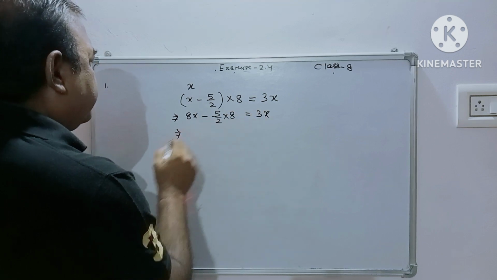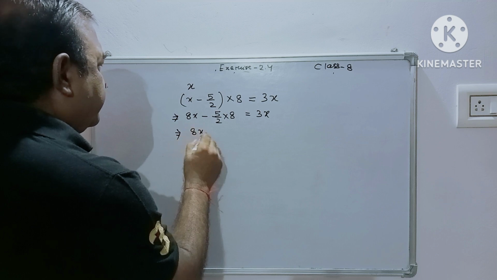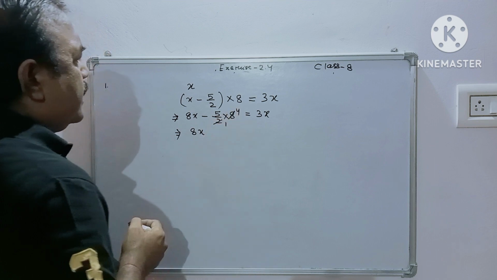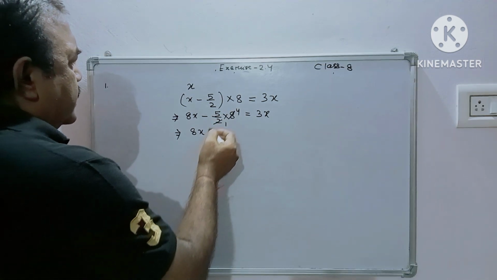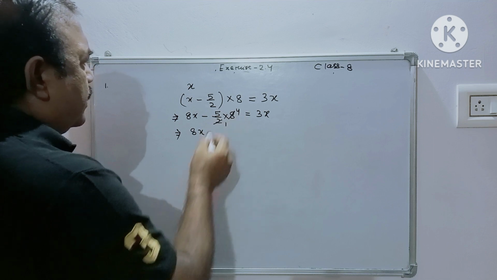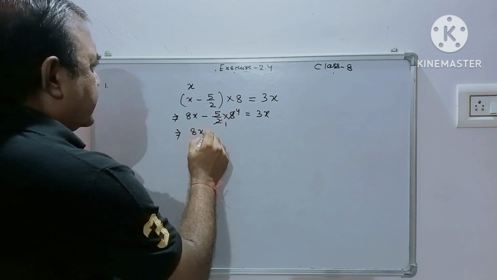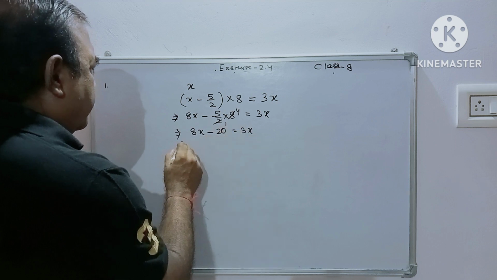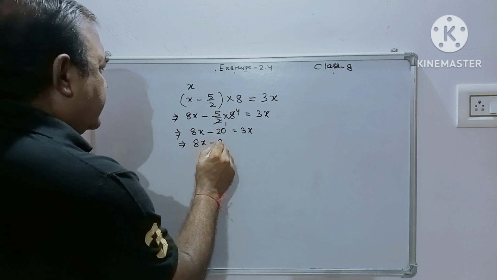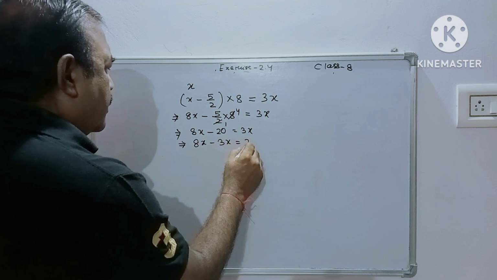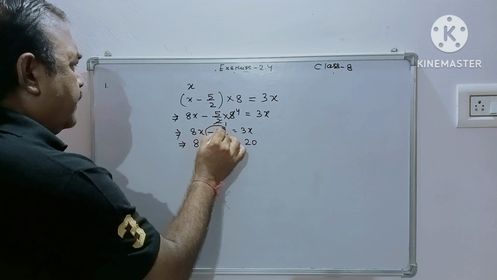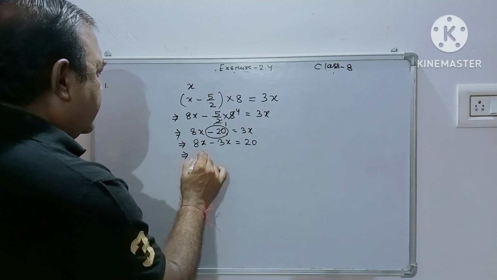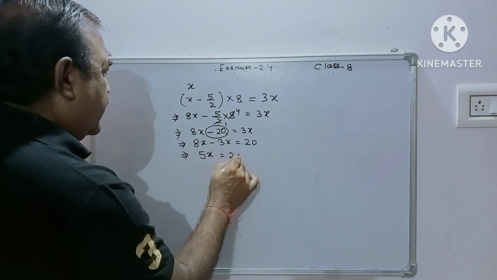That implies 8x, and you just take the common factor 2, you just divide both 2 and 8 from the numerator and the denominator. So this is 8x minus 20 is equal to 3x. That implies 8x minus 3x is equal to 20, because minus 20 is transposed to the right hand side. That implies 5x is equal to 20.